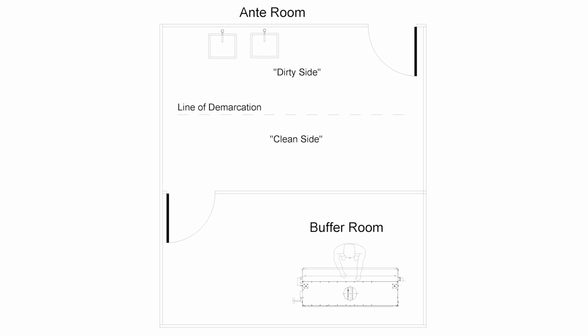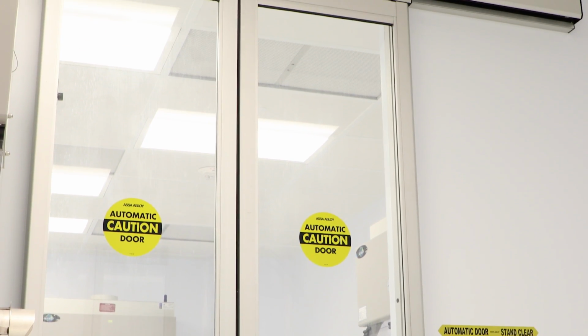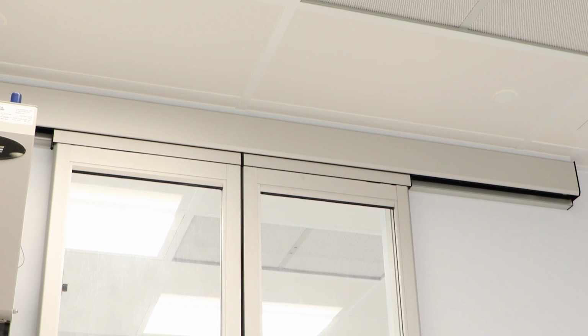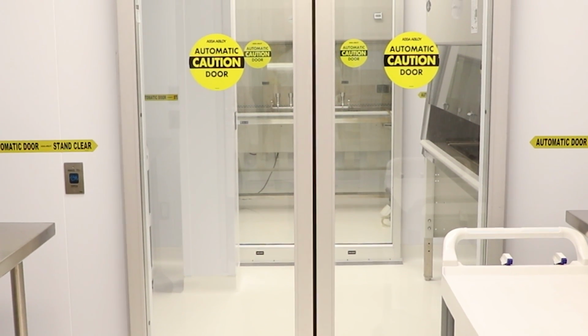It is required that the anteroom has a clear line of demarcation separating the clean and dirty sides. The dirty side is the entrance, while the clean side is closer to the buffer room. It is important not to install seals or sweeps at doors between buffer rooms and anterooms, and tacky mats should not be placed within ISO classified areas.